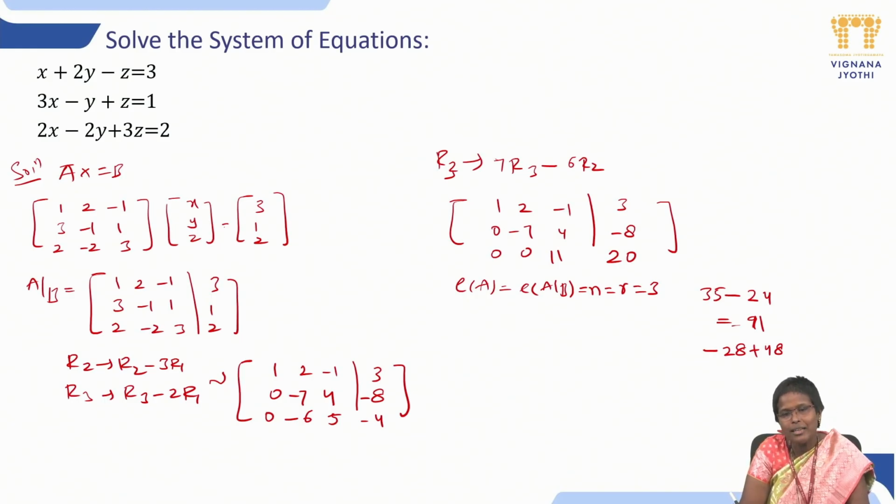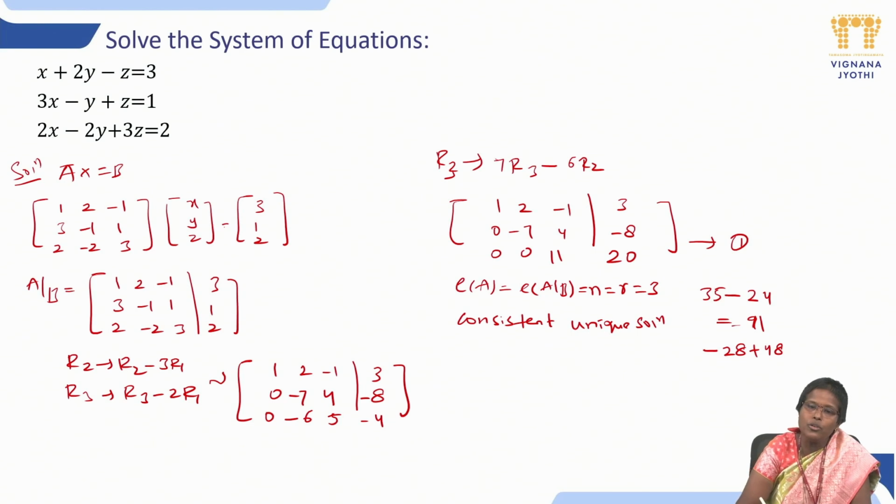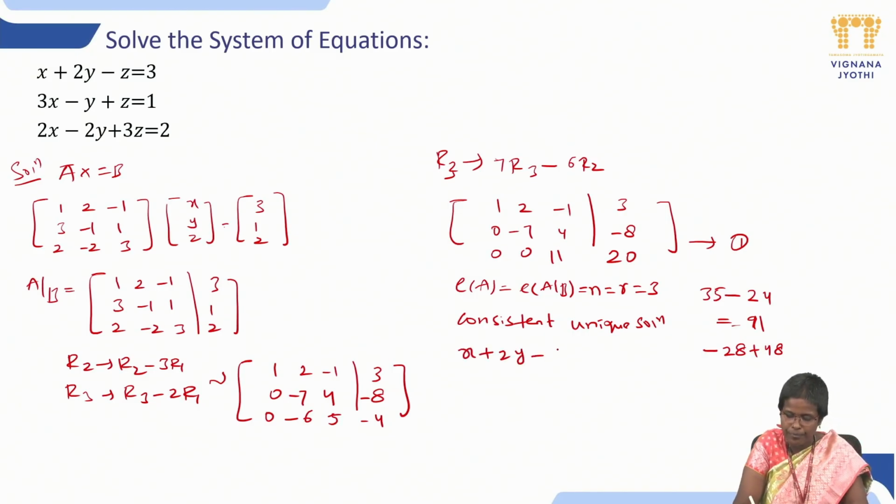So, what can we say here? Consistent. And what about the solution? Unique solution. Okay. Now, let us consider this one as 1. Now, how are we going to solve for the unique solution? From equation 1, we can write the system of equations like x plus 2y minus z equals 3, minus 7y plus 4z equals minus 8. Okay. 11z equals 20.